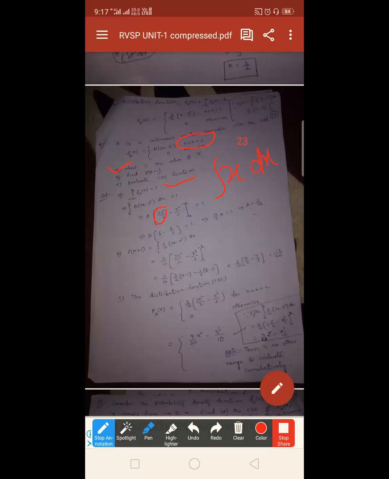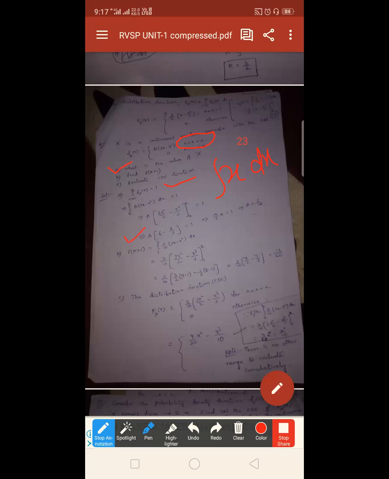Because you know the formula, integral x power n dx is equal to x power n plus 1 by n plus 1. So here the integral of x square dx becomes x power 2 plus 1 by 2 plus 1, so x power 3 by 3. That is the second term after applying integration. Now for these two terms, you have to apply the limits of integration, that is from 0 to 2, which is equal to 1.